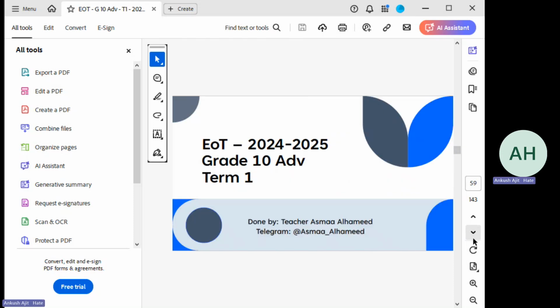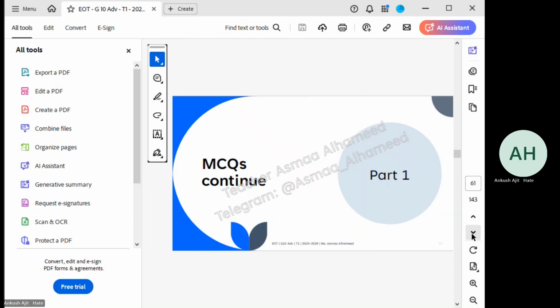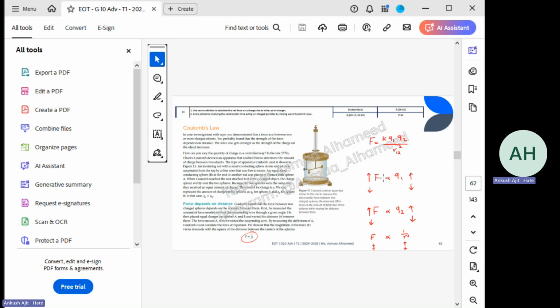We'll start with the second part. MCQ question. Coulomb's law, guys. Coulomb's law: F equals K Q1 Q2 upon R square. Everybody knows that. So F increases as Q1 and Q2 increase. F and the charges Q1 and Q2 are directly proportional. Remember that. And distance is inversely proportional, 1 upon R square. Means force and distance are inversely proportional in the square. You take the square term.